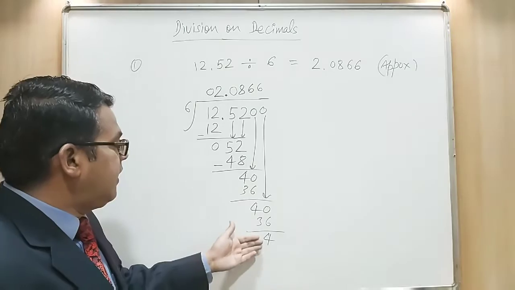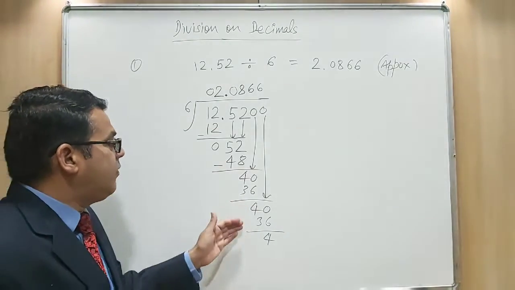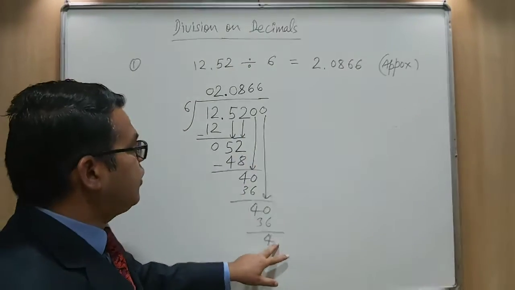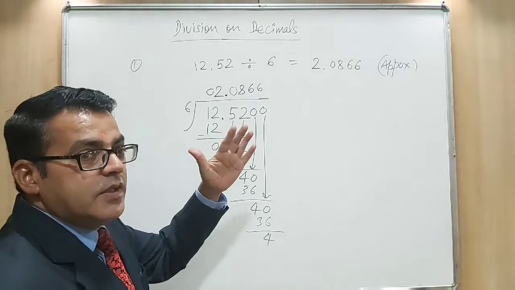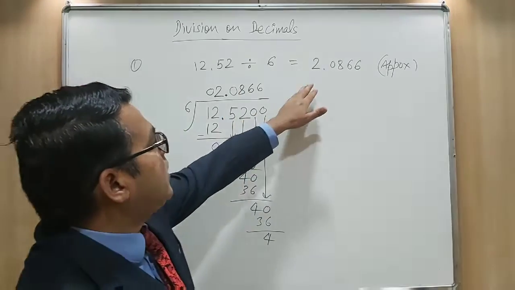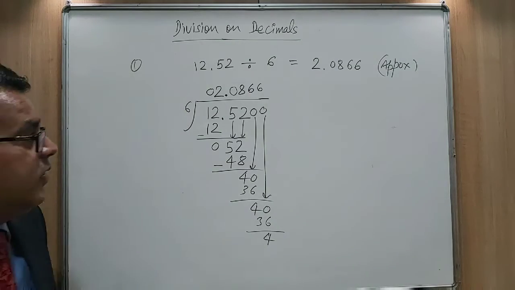Because you can see here, this 4 is repeating as a remainder. And if we divide after putting 0 here, we'll get 6, 6, 6 and so many times. This is repeating, recurring. So this is the approximate answer, 2.0866.